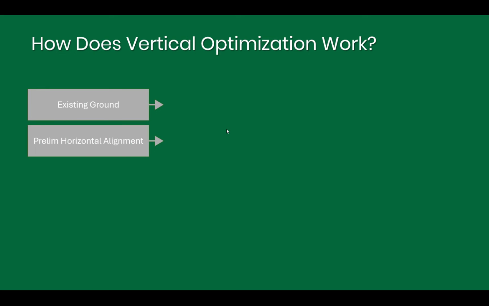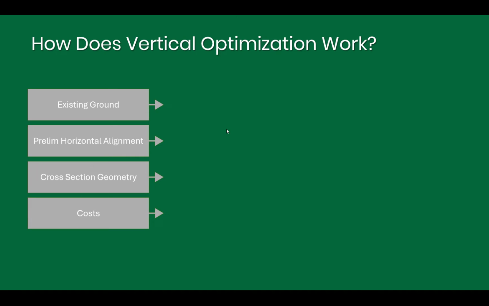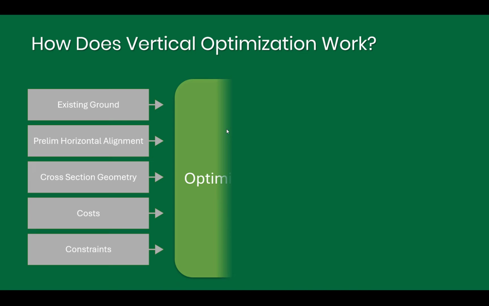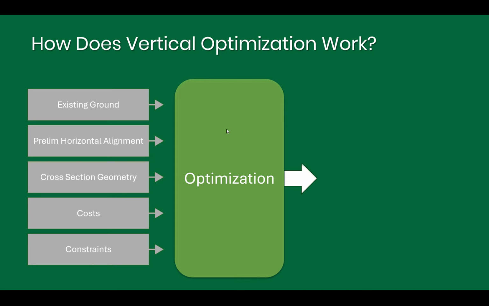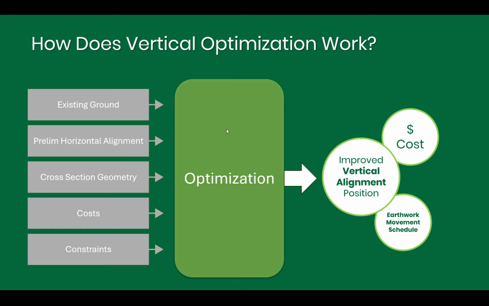We take the existing ground, we take that preliminary horizontal alignment that Path Explorer has given us, we set up our cross-section geometry, input costs and ground types, and add in constraints. These can be things like your minimum maximum grades, design speeds, and then it goes into the optimization engine, and out comes three key things. First of all is your vertical alignment. It's going to give you that, including all of your curved geometry. It's going to give you a dollar cost for that alignment and a very interesting earthwork movement schedule.